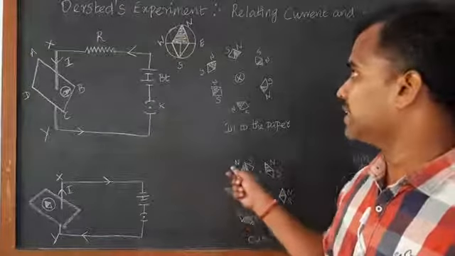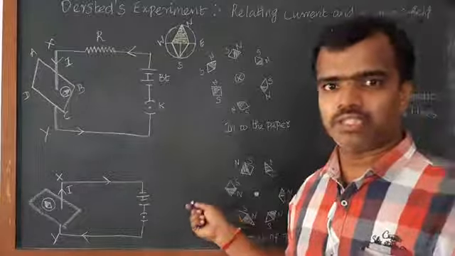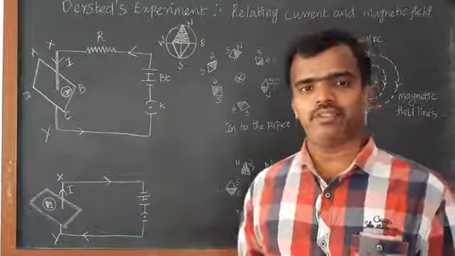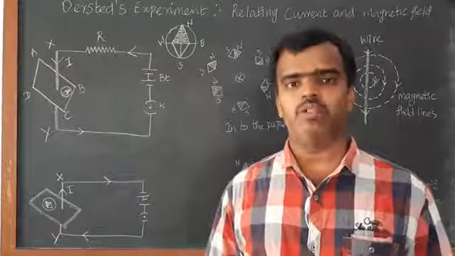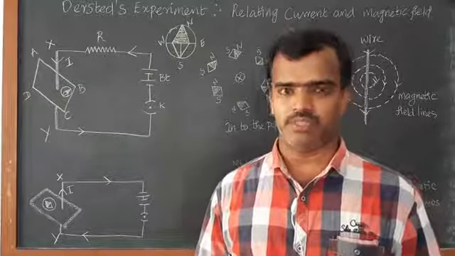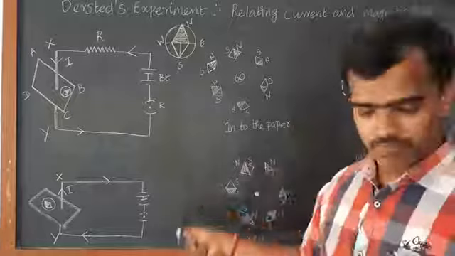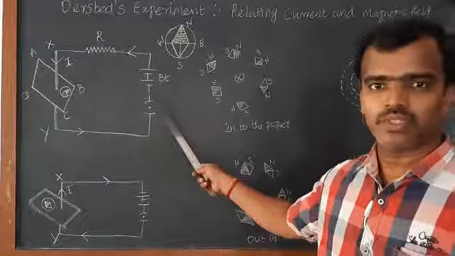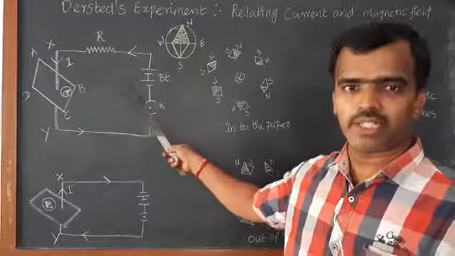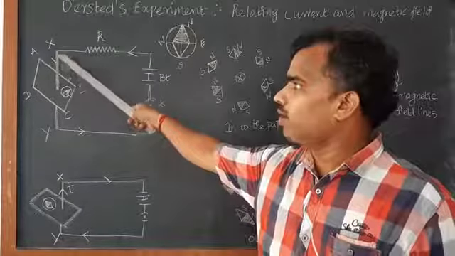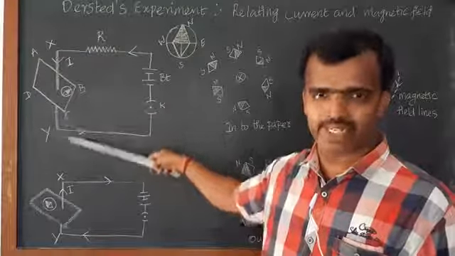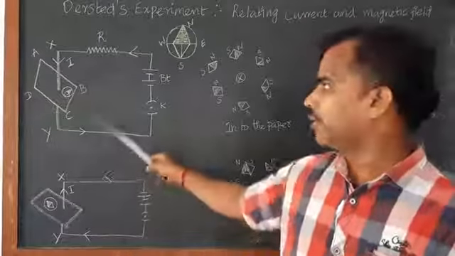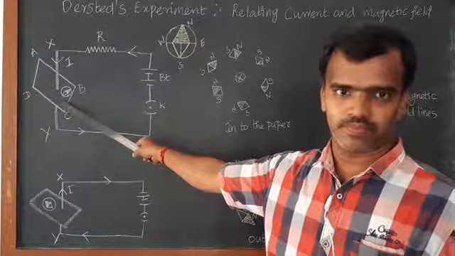So, what did Oersted observe from this experiment? The interrelation between current and magnetic field; both are interrelated to each other. Here we have a battery, and that battery is connected to one resistance, and here we have one conductor, XY is a conductor, and this ABCD is the plane of the paper, and here I am going to use one compass needle.